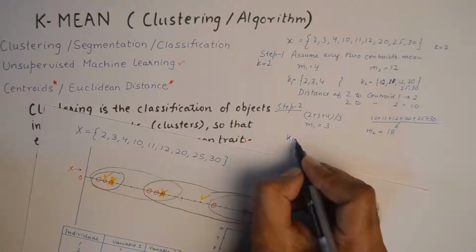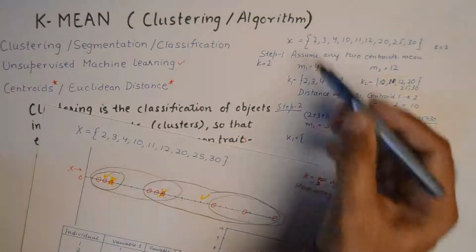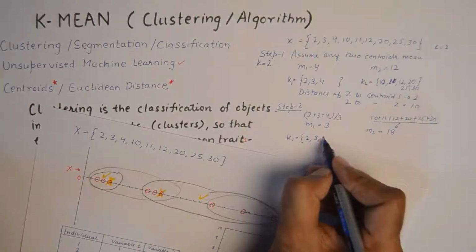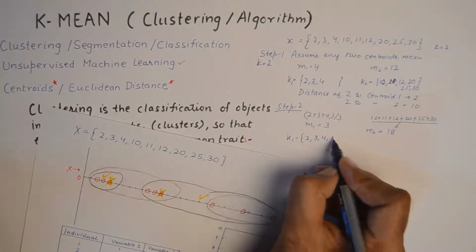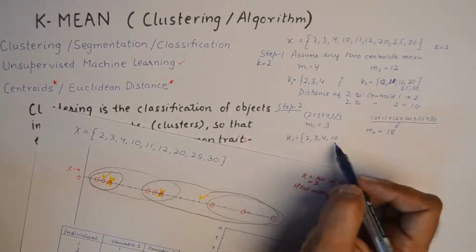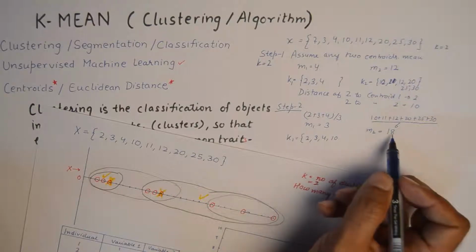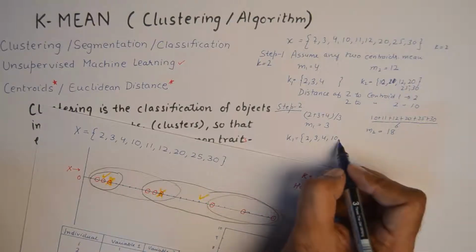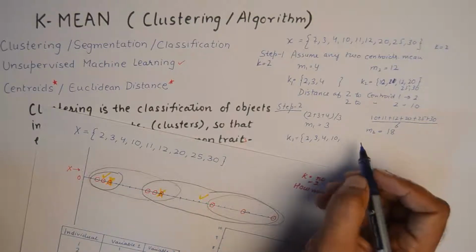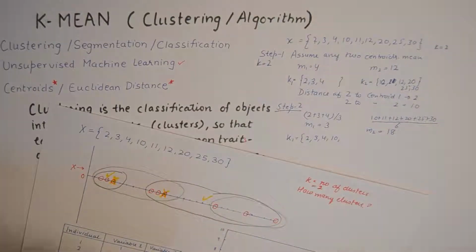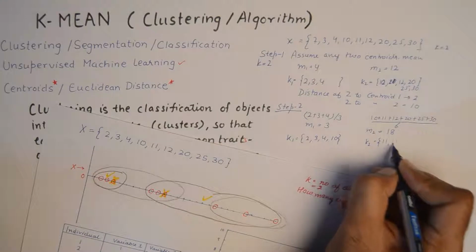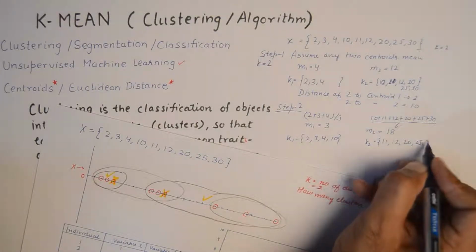So K1 cluster, now we know that 2 is nearer to 3, so it goes here, 3 is nearer to 3, 4 is nearer to 3, and 10 also becomes nearer to 3 because the distance is 7, and the distance from 18 is 8. And 11 goes here in the other cluster, so cluster 2 gets 11, 12, 20, 25 and 30.